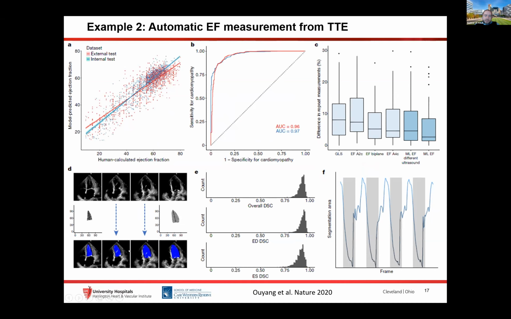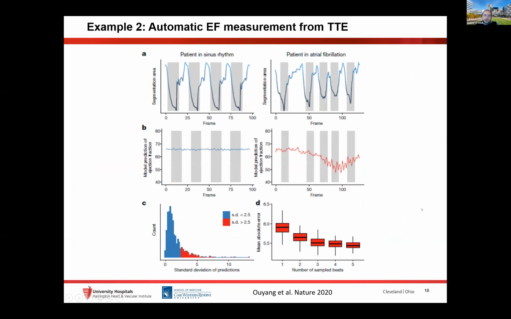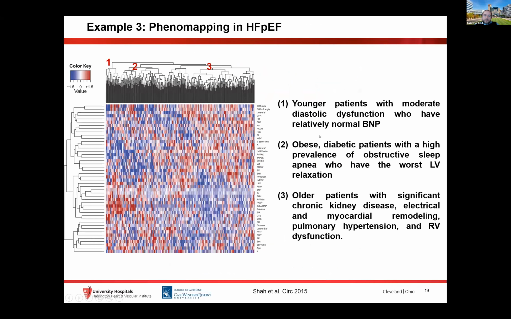You can see here an example of how the left ventricle is segmented throughout the cardiac cycle, and how the volume, actually an area because it's a 4-chamber view, can vary throughout the cardiac cycle. This worked very well in patients who have sinus rhythm and atrial fibrillation, as long as you have at least 3 beats of sampling in these patients.